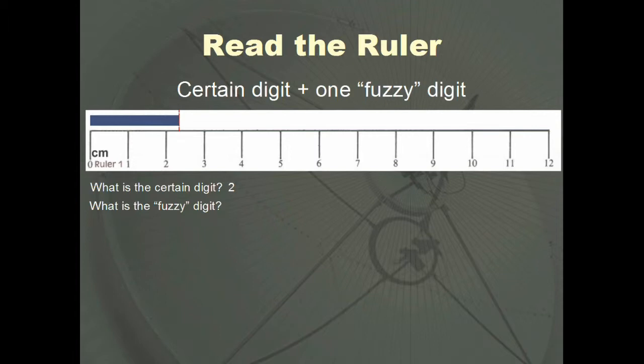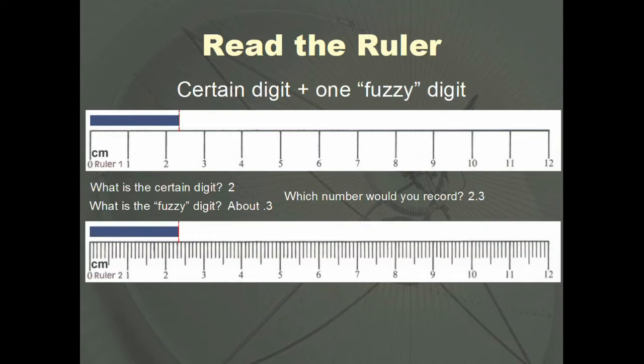So, my fuzzy digit is a little more than 2, about 0.3 or so. Put them both together, and this is the number I would record, 2.3. This ruler gives me a resolution of 2 significant digits. Well, what about if I change the ruler a little bit? Here's one with much finer increments. The blue bar is still the same length.